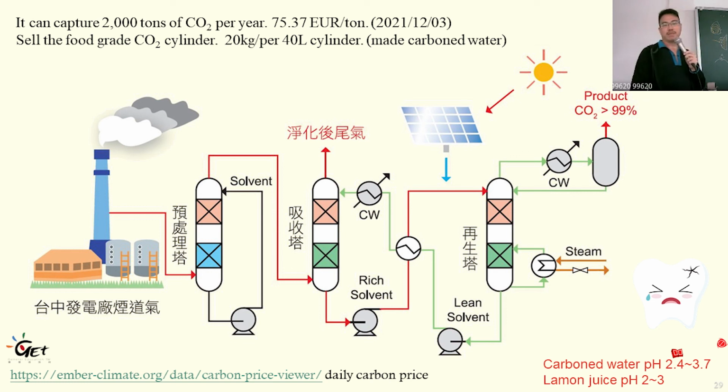We call it carbonated water. Is it good to drink this carbonated water? The pH value is between 2.4 and 3.7, which means it is very acidic, like lemon juice. Lemon juice has a pH value around 2 or 3. So once you drink it, your teeth will slowly melt.